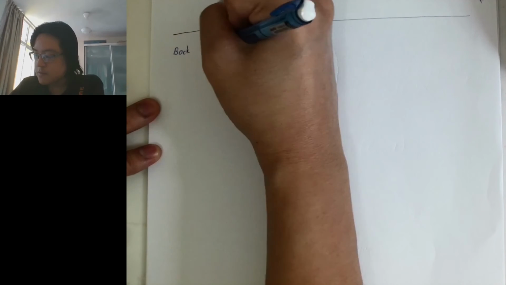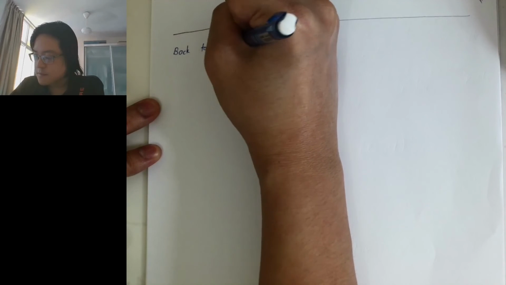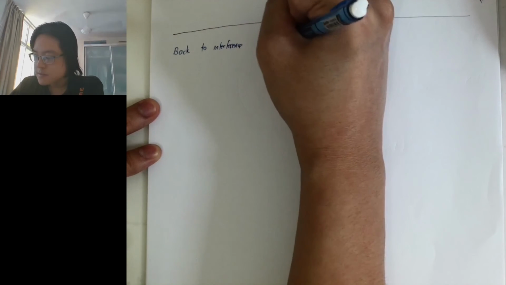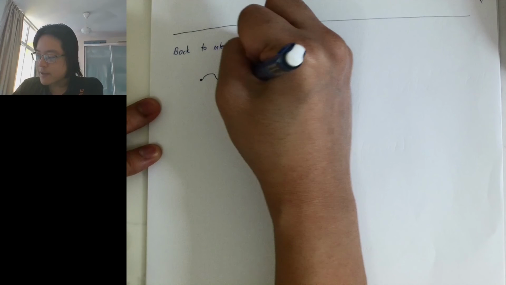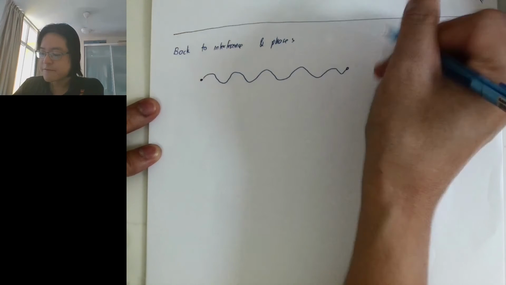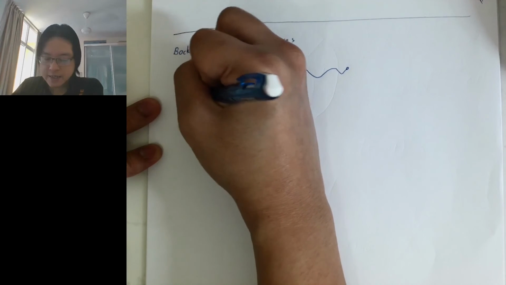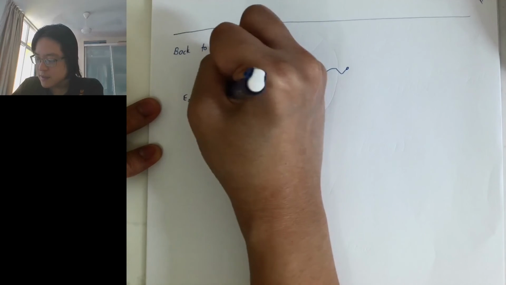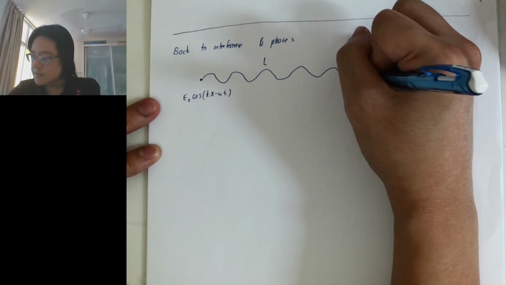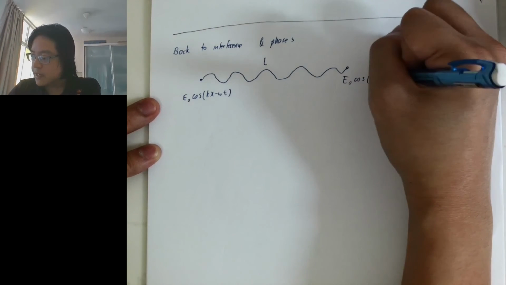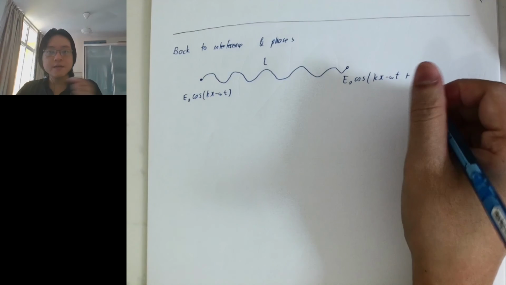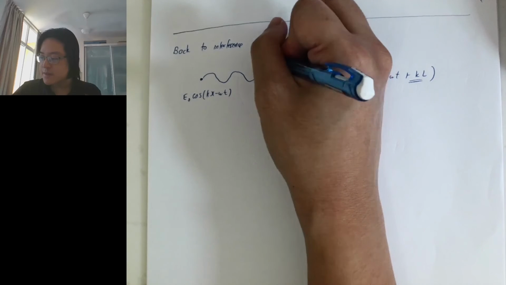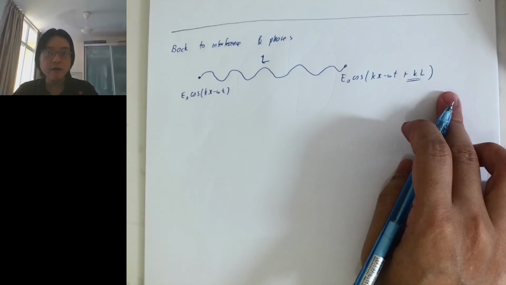Back to interference and phases. Previously I was talking about how to calculate the phase difference. Initially, if I have the light cos(kx minus omega t), and then I travel a distance of L, then the amplitude here becomes cos(kx minus omega t plus kL). So this part happens after it travels a distance of L.